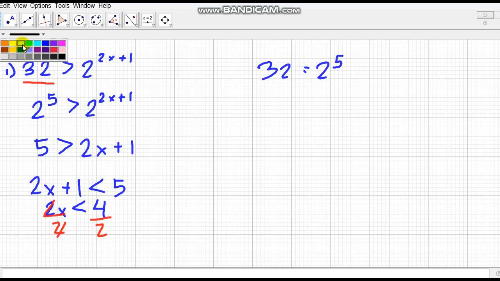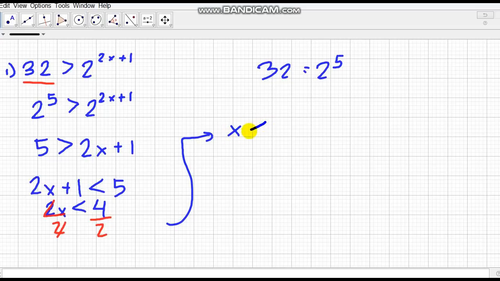This gets divided. So we will have x is less than 2, since 4 divided by 2 is 2. Therefore, the values of x that we're going to have are those values from 2 going down, well, not including 2. So the solution set will be from negative infinity up to 2. But 2 is not included, so there will be a parenthesis. So this is our solution set, from negative infinity up to 2, not including 2.